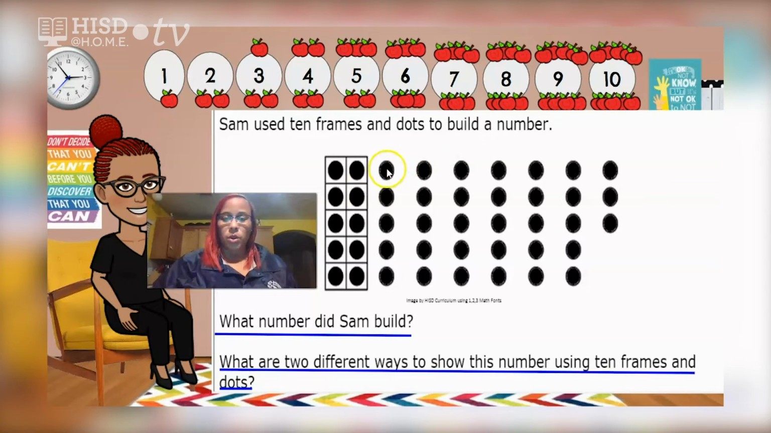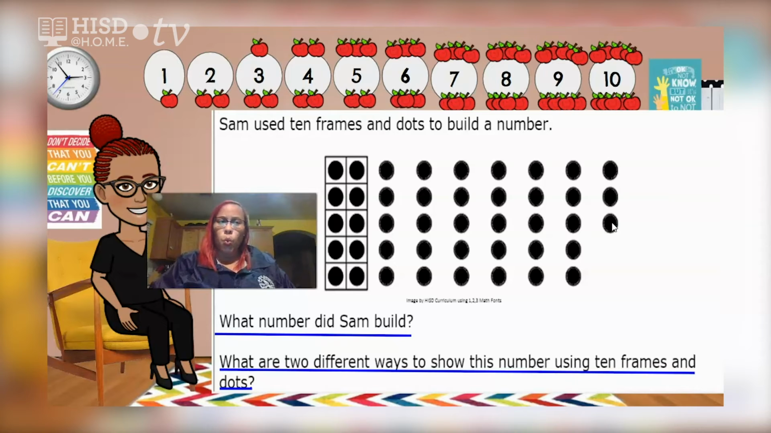Let's count. 1, 2, 3, 4, 5, 6, 7, 8, 9, 10, 11, 12, 13, 14, 15, 16, 17, 18, 19, 20, 21, 22, 23, 24, 25, 26, 27, 28, 29, 30, 31, 32, 33.